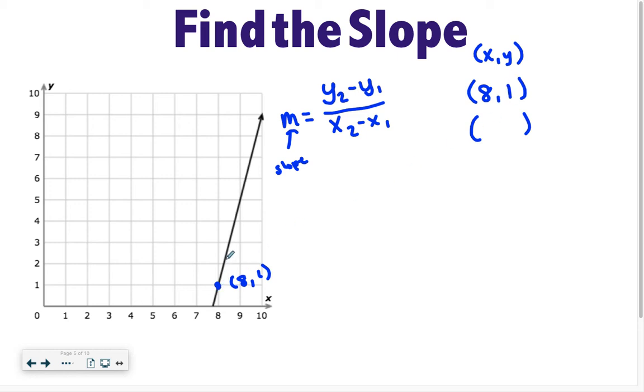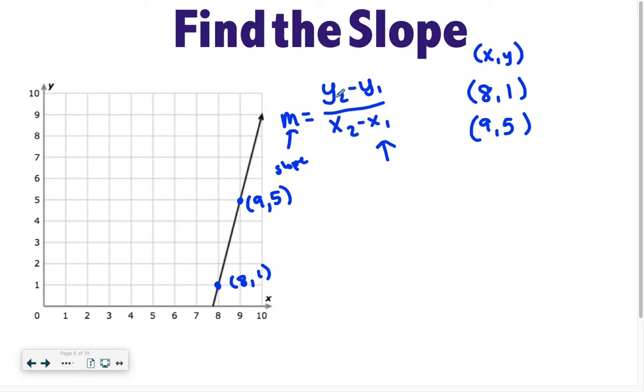And then I'm going to keep following that line until I find another nice point. See, these are between those corners of the boxes. We don't want those. We want one that goes through a corner of a box on the grid. So then I look here. This is 9 and then 5. So 9, 5. So now I'm going to do this process.